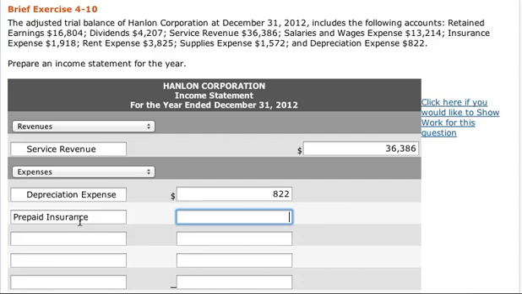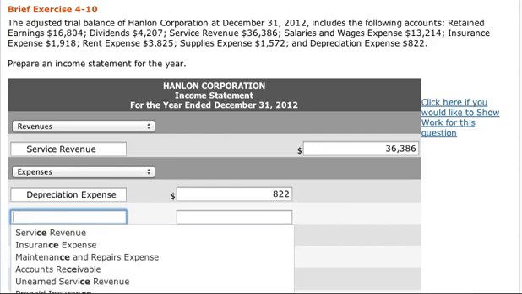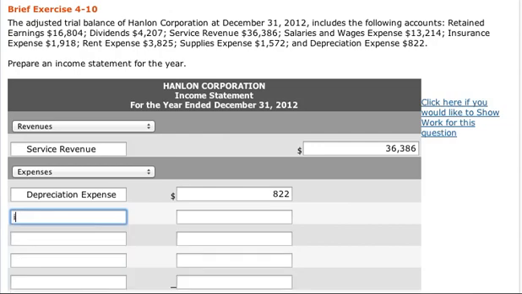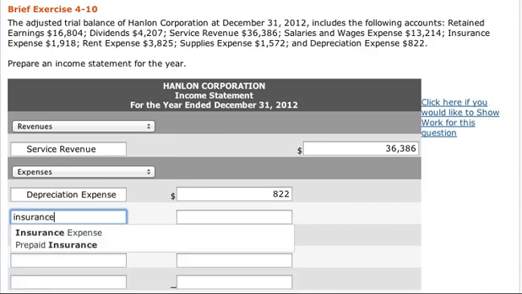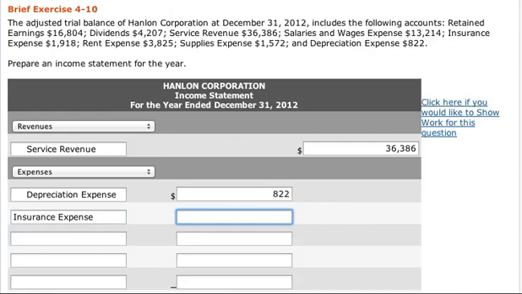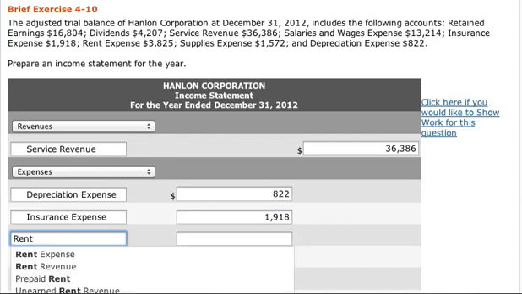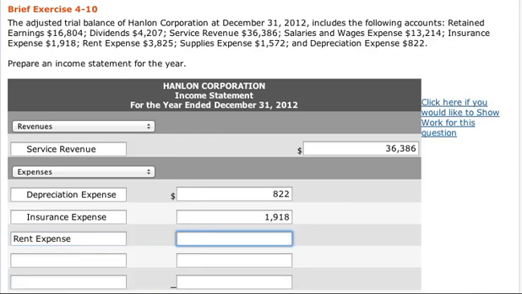Nope, not prepaid insurance, that's an asset account. Assets don't belong on the income statement. And that was 1,507. Nope, insurance expense is 1,918. And the next one in alphabetical order would be rent expense. And that was 3,825. The next one in alphabetical order is salaries.